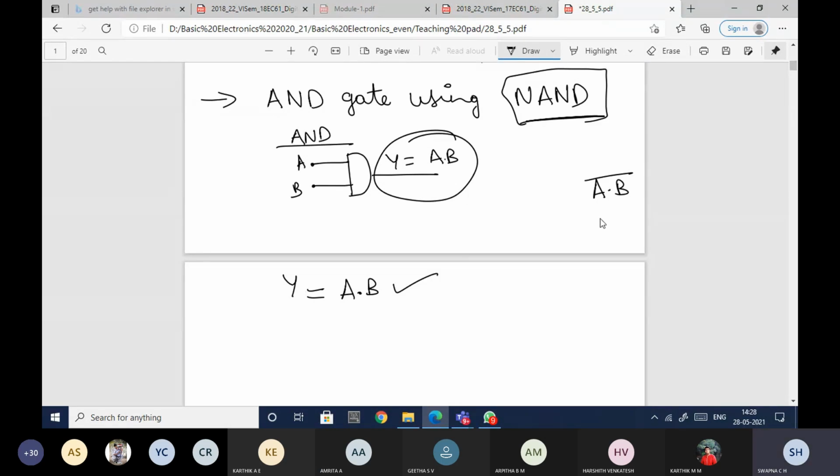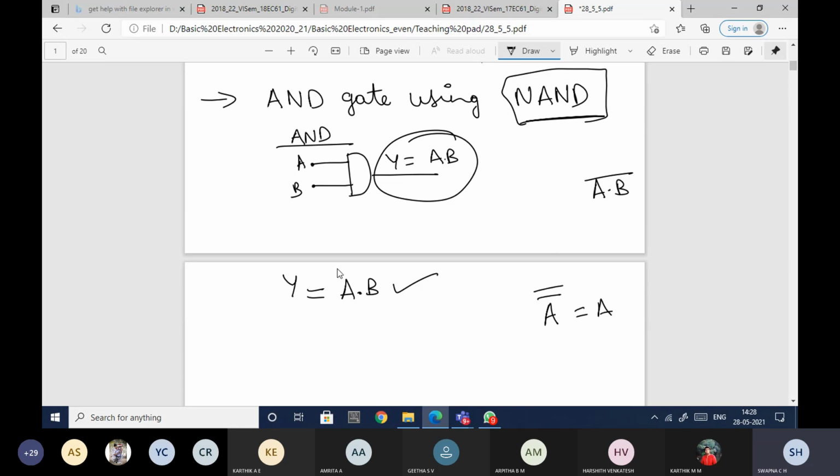Since I want A dot B bar, I cannot put A dot B bar like that, so I can do some changes so that its meaning will not change. Here I'll be using one more important property. If you recall, the involution property. What is that? A complement of complement is equal to A.